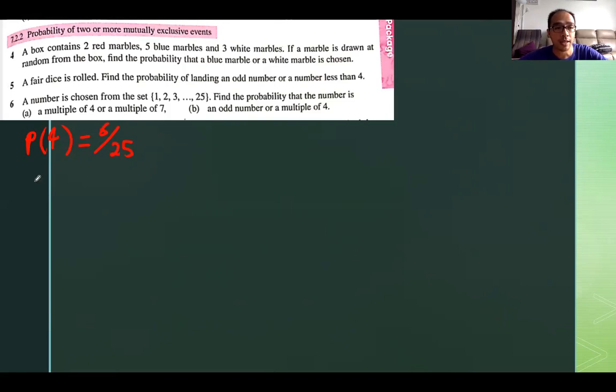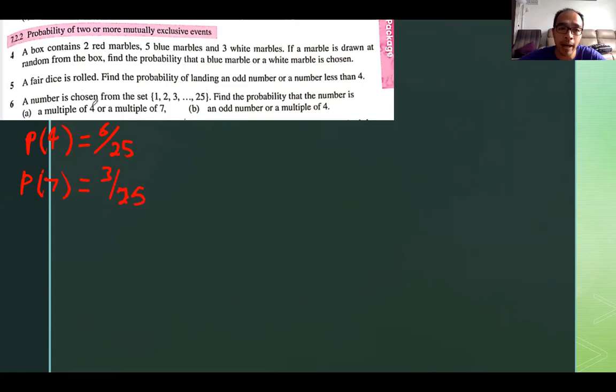Okay. Alright. Next one is multiple of 7. So multiple of 7. How many multiples of 7 are there? 3. So it will be 3 out of 25. Okay, 3 out of 25. Now think about this. Fikir sejenak.